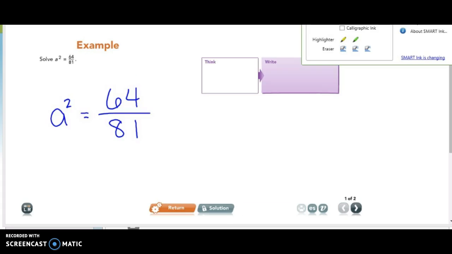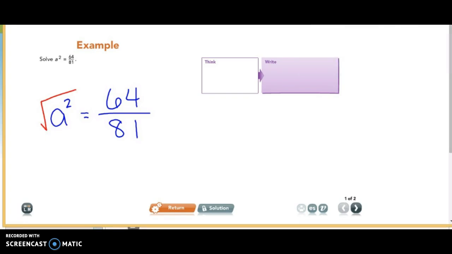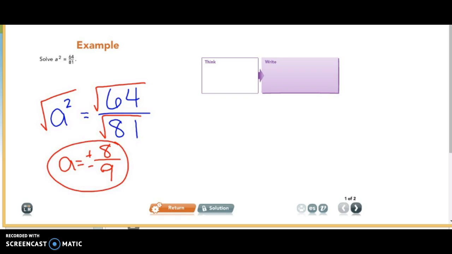This one looks complicated, but it's not. I'm just going to take the square root of everything that I see one more time. So the square root of a squared is a. The square root of 64 is 8, and the square root of 81 is 9. And once again, this could be positive or negative. So I'm just going to take the square root of 64 and then the square root of 81, and I'm going to find a could equal positive or negative 8/9.